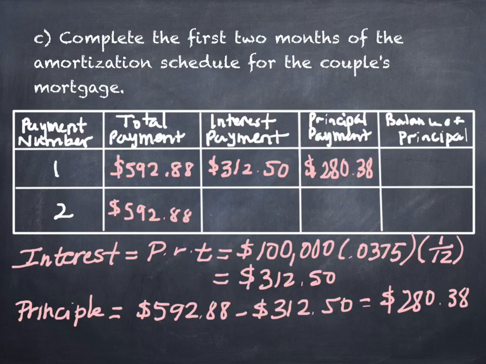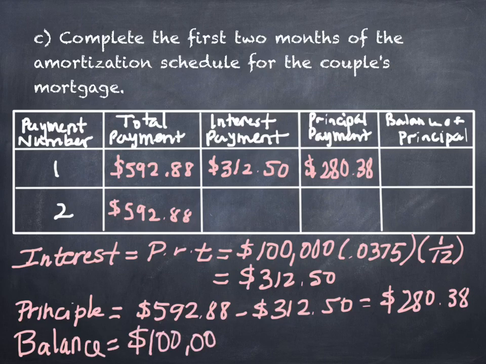How would I find out the balance of my principal? 200,000 minus 280. Exactly. We'll take the amount that we originally borrowed, my previous amount I owed, $100,000, and subtract off the amount of my payment that actually went towards the principal, which was the $280.38. I guarantee I'm going to ask you to do this on the test. You're going to do an amortization schedule for me, so make sure you understand where all these numbers came from and went to.